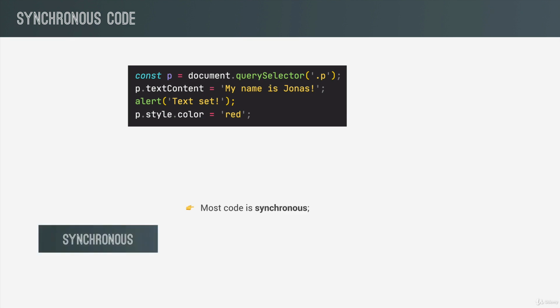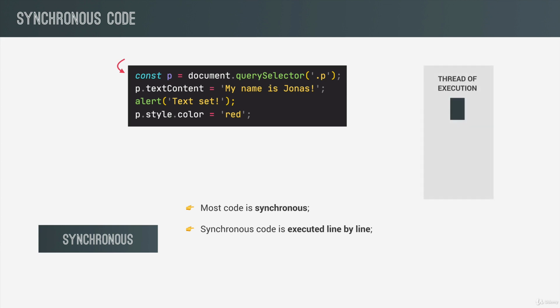So most of the code that we've been writing so far in the course has been synchronous code. And synchronous simply means that the code is executed line by line in the exact order of execution that we defined in our code, just like in this small example. So as the first line of code is reached in the execution, it is simply executed in the execution thread. Now don't worry about this execution thread, it's not important here, it's just to make a point of synchronous versus asynchronous code, as you will see in the next slide.